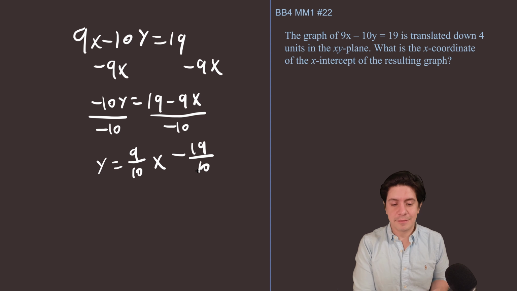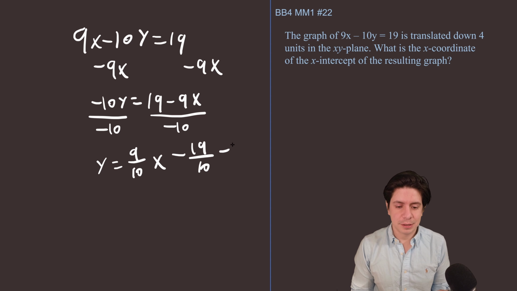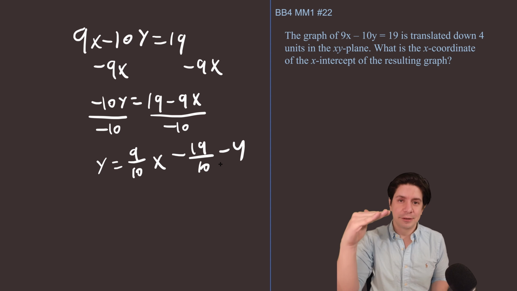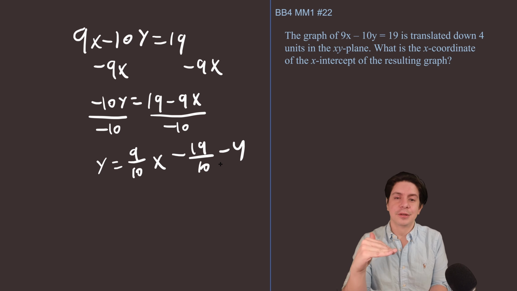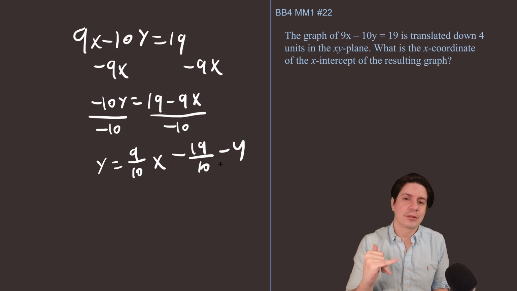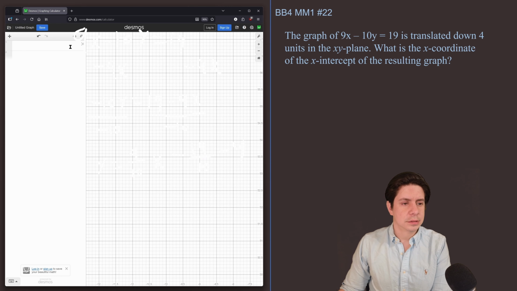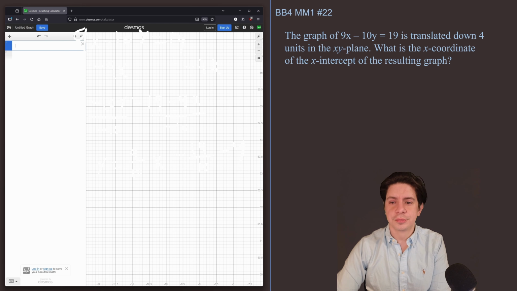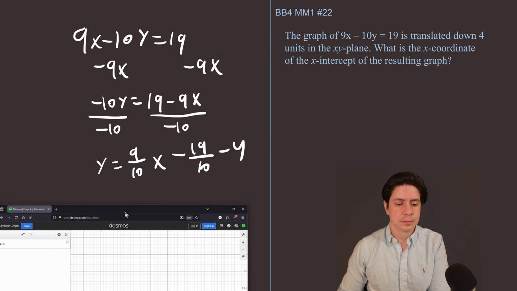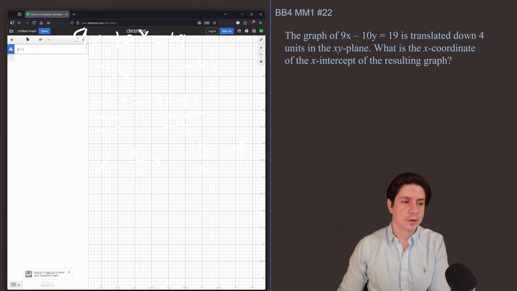And now I'm going to graph that in Desmos and have subtract 4 in it for the shift down, right? Because as shift down, shifting up and down, you subtract or add to the whole equation, not to x alone. So let's see here. We're going to do y equals 9/10 x minus 19 over 10 minus 4.